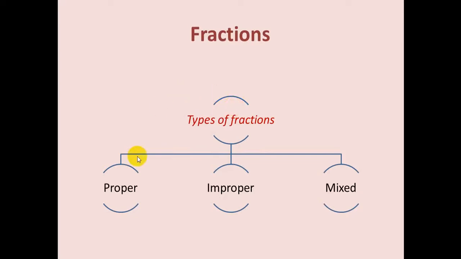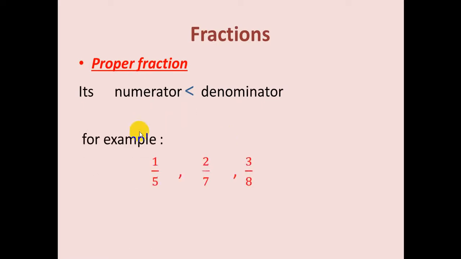We have 3 types: proper, improper, and mixed. What is a proper fraction? A proper fraction is one whose numerator is smaller than the denominator. It's a normal fraction. The number on the top is smaller than the number on the bottom. For example, 1 over 5, 2 over 7, or 3 eighths. Okay, it's normal. It has a small head and big body. It's okay.